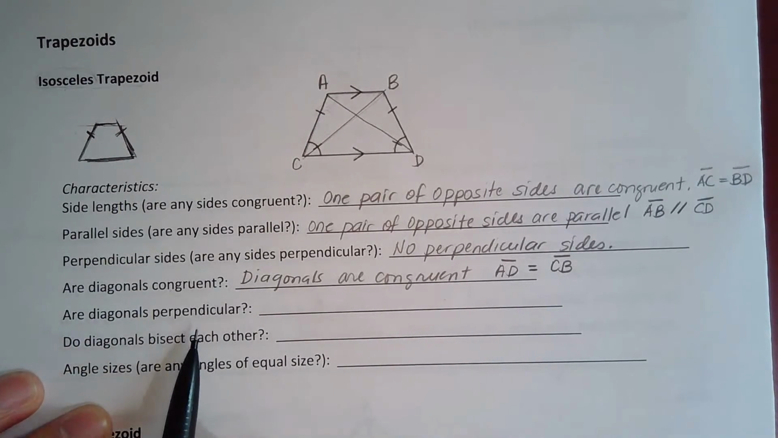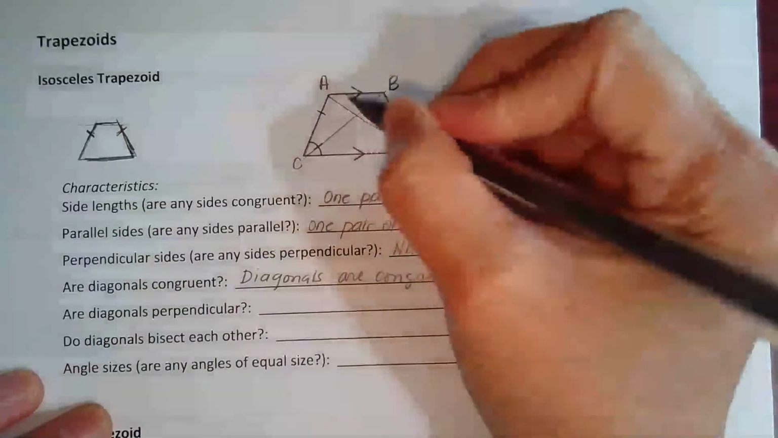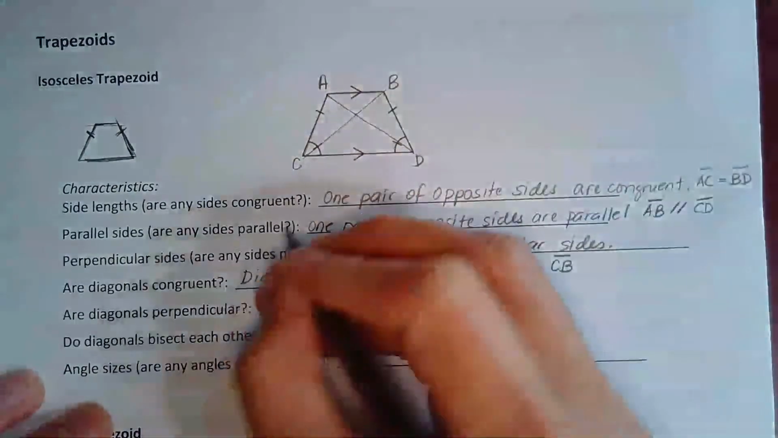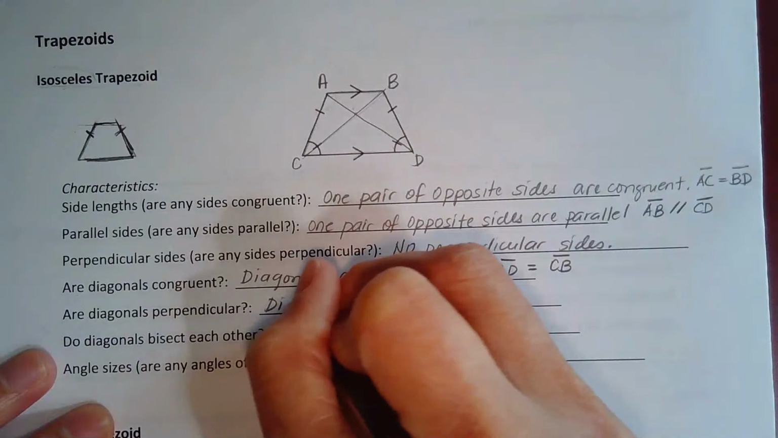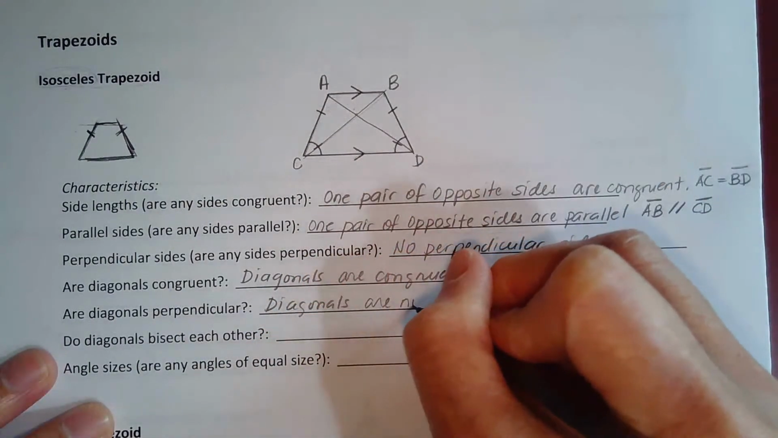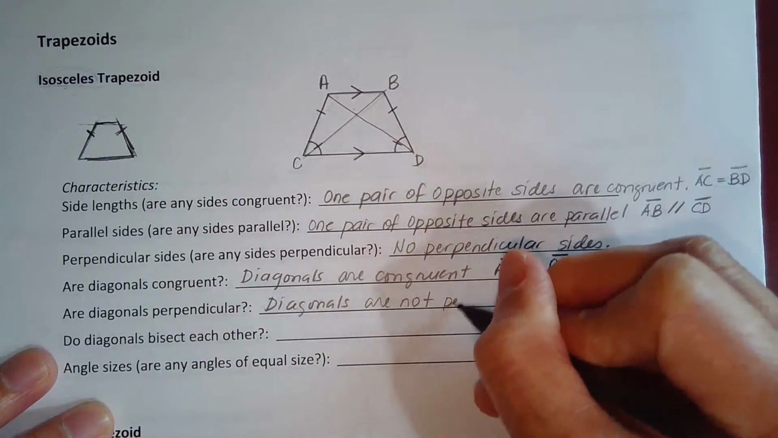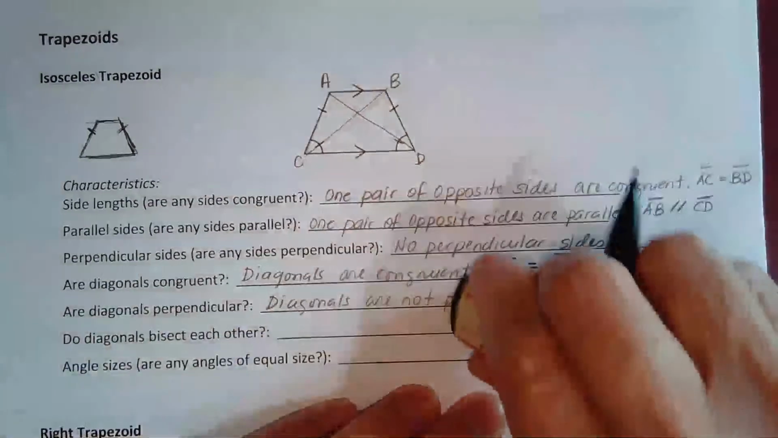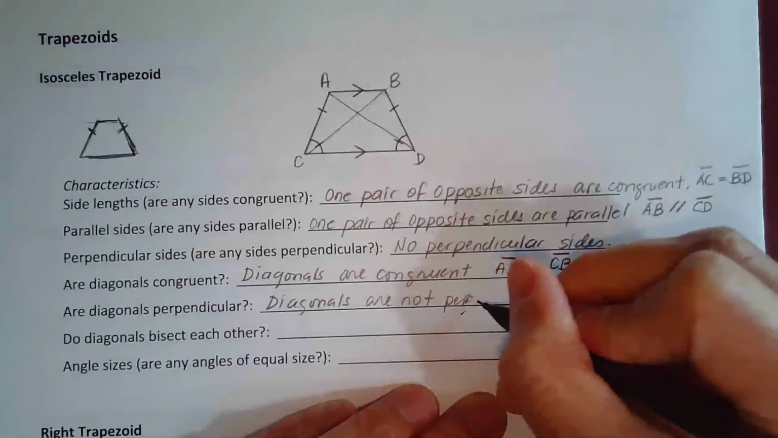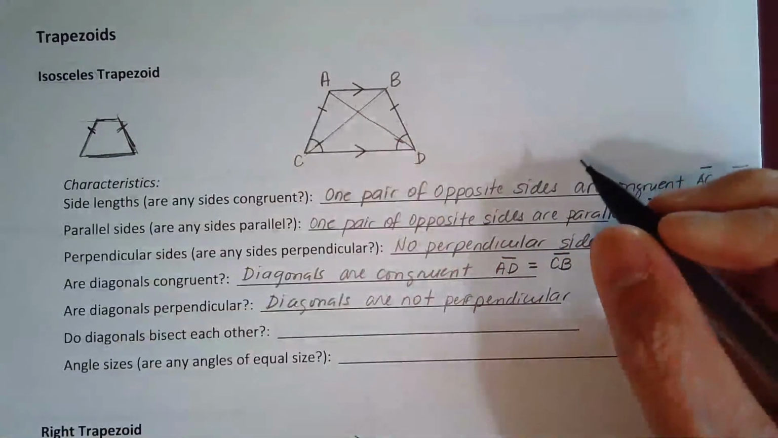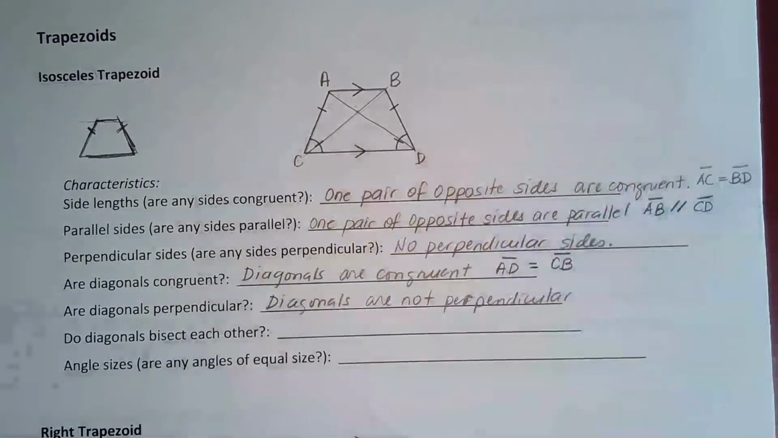Are diagonals perpendicular? Nope, they're not. They don't make 90 degrees on each side here, so no. Diagonals are not perpendicular. Okay, so they're not perpendicular.